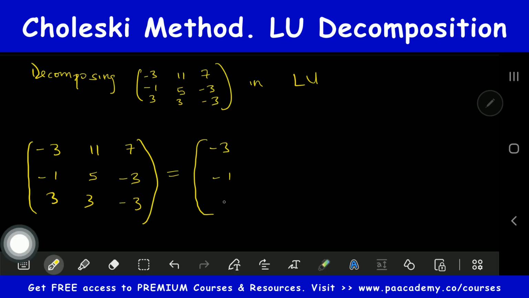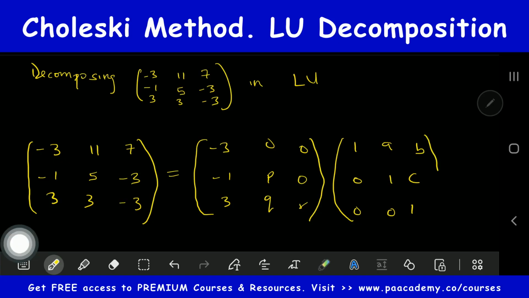minus 3, minus 1, and 3, which is what we have in this first column right here. Then we have P, Q, and R, and the other part will be 0, more like an upper triangular matrix. Then you close this, and another matrix just by the side of it. This is going to be 1, 1, 1, then 0, 0, 0, and here we are going to have A, B, and C. So we've been able to decompose this into this.